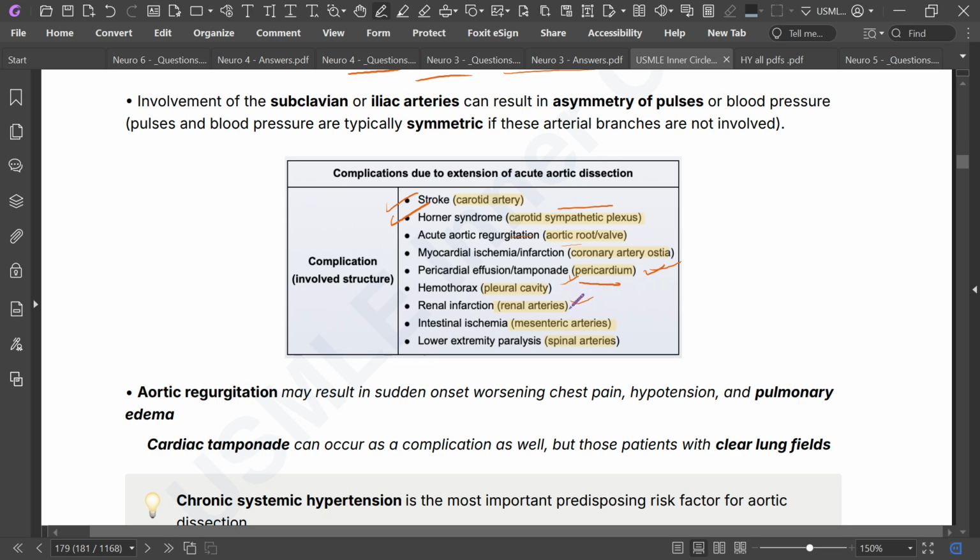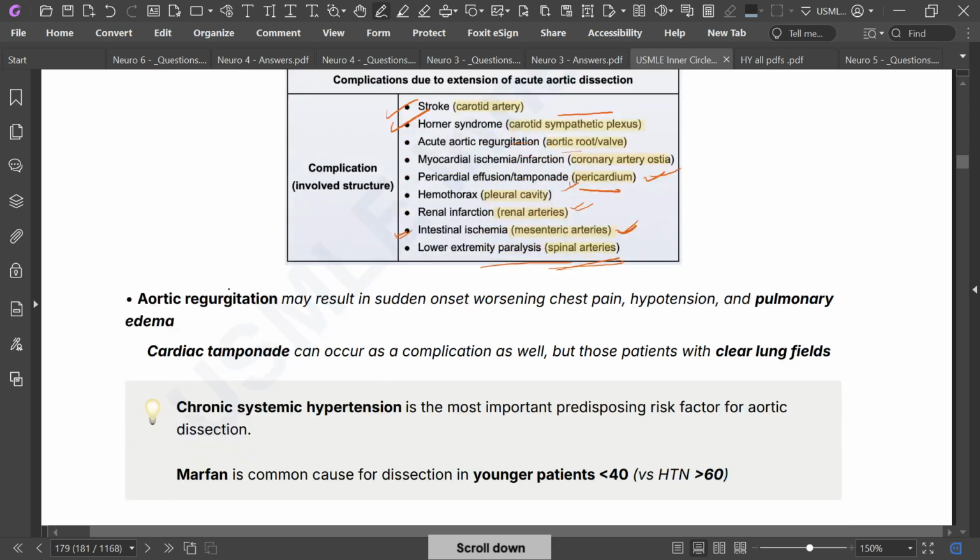Renal infarction due to involvement of the renal artery. Intestinal ischemia due to involvement of the mesenteric arteries. Lower extremity paralysis due to the spinal arteries.